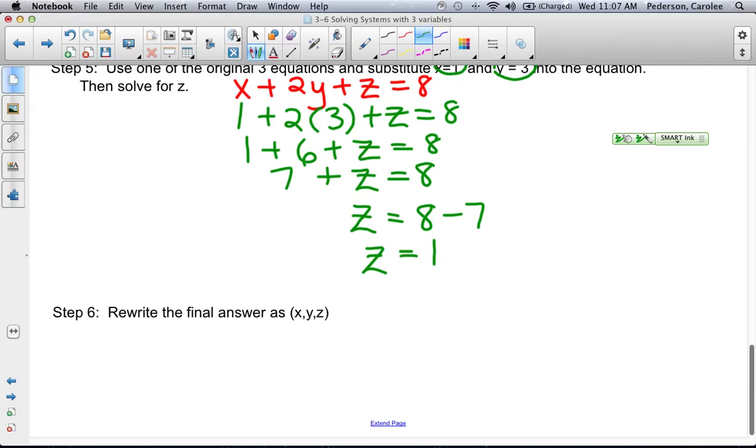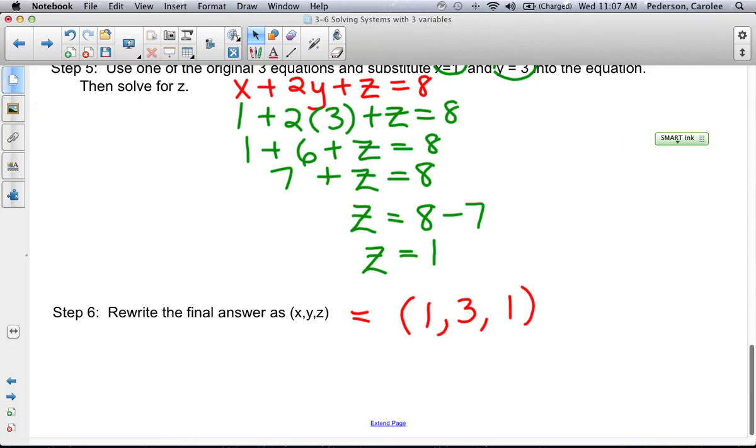Now I have all three variables identified. x we found to be 1, y we found to be 3, and z we found to be 1. So the solution to this system for x, y, and z is 1, 3, 1. Think back to when we graphed those ordered pairs in the lesson we did yesterday on 3-5.